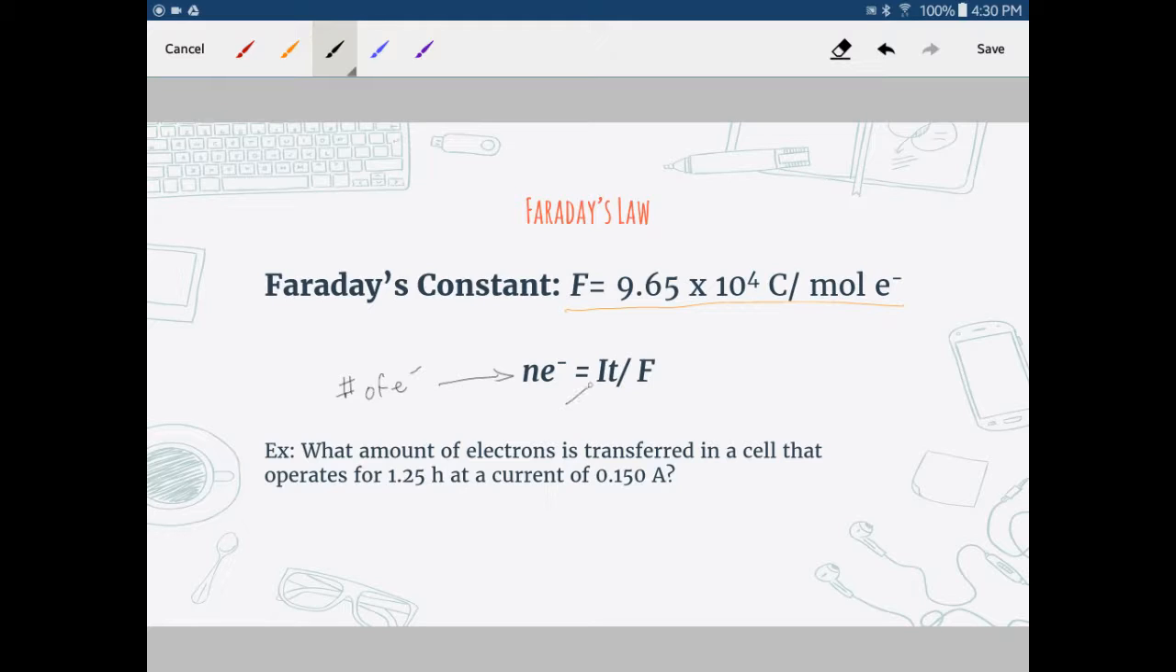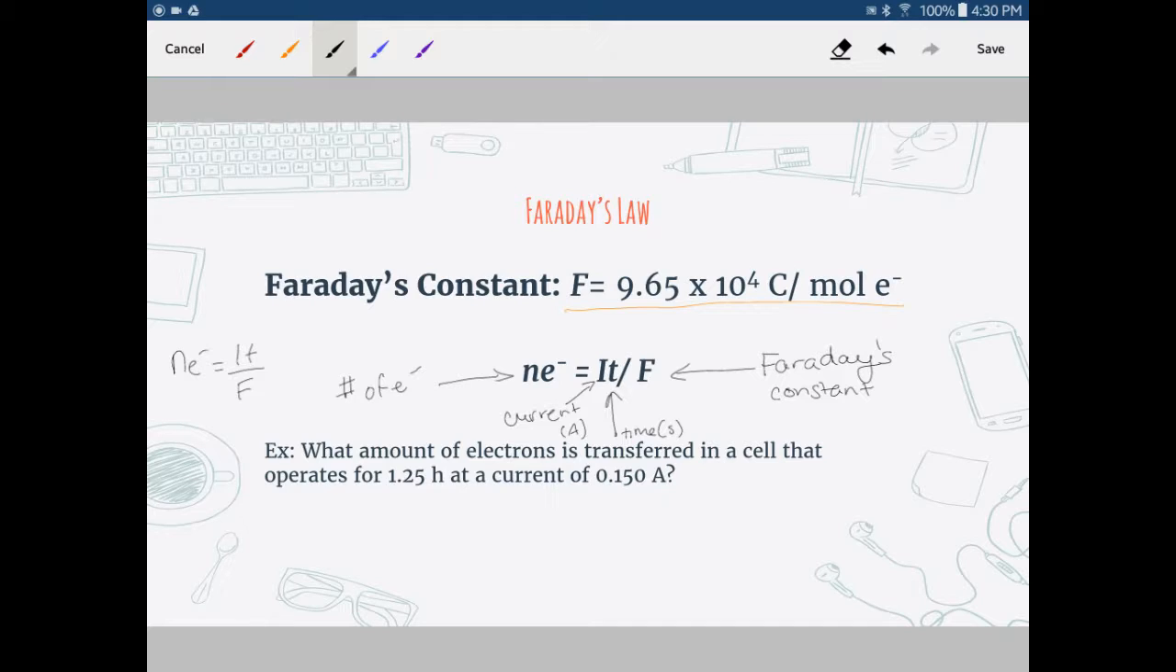Again, I is current, and that will be in amps. T is time in seconds, and F is Faraday's constant. So the number of electrons equals IT over F.